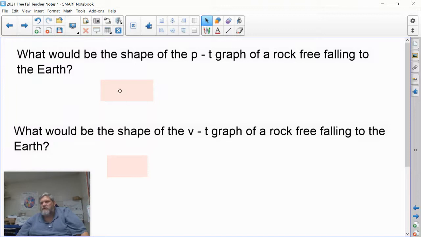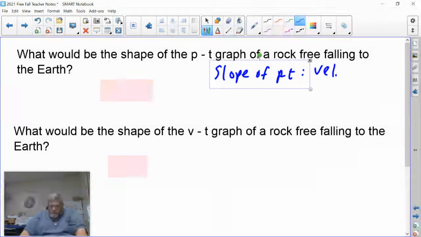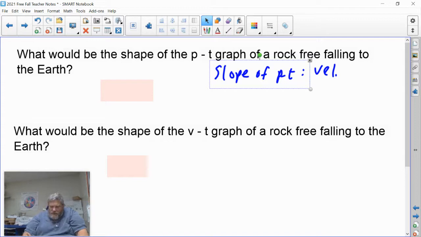So what would the shape of a position versus time graph be of a rock free falling to the earth? Just a reminder, the slope of a PT graph is the velocity. And if the slope of a PT graph is velocity, isn't the slope going to change? So if the slope on the PT graph is changing, aren't you going to get some sort of curve?